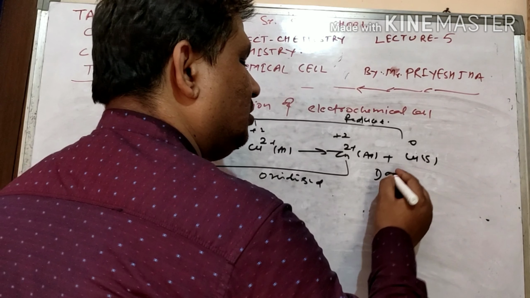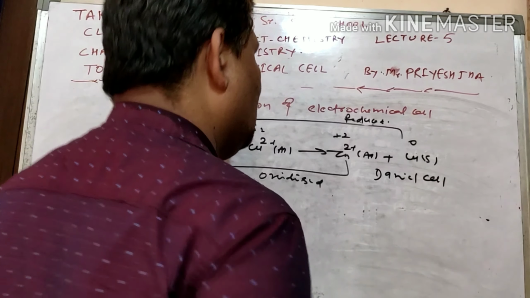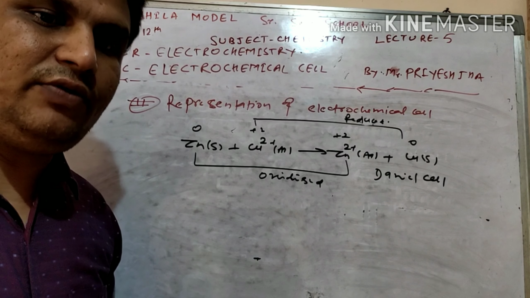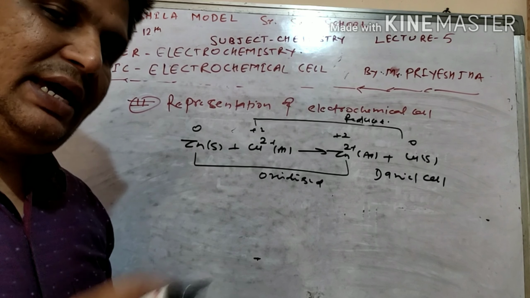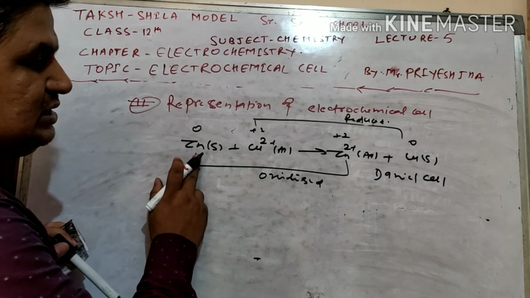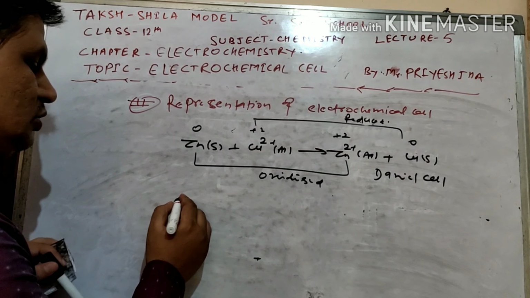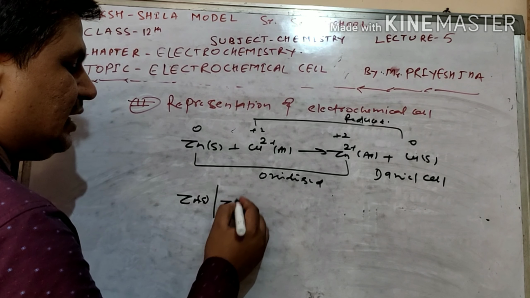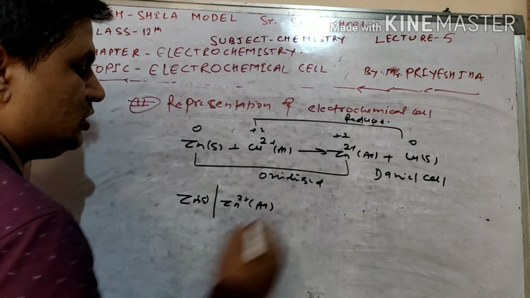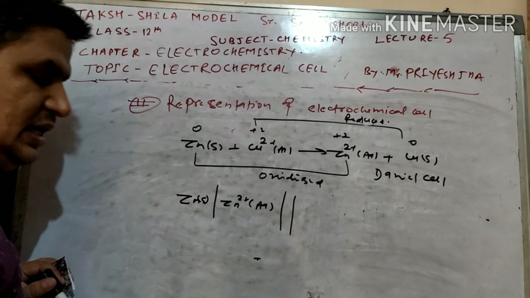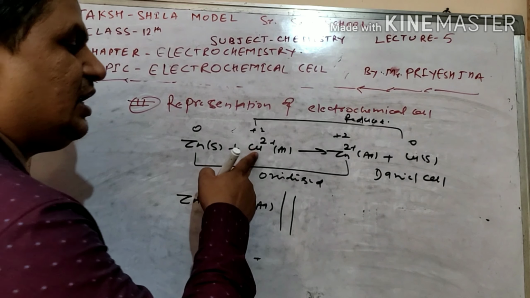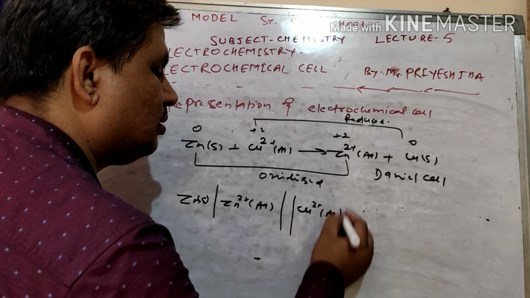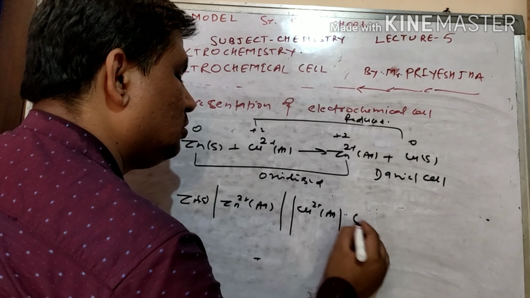It is an example of the Daniell cell. In the representation of an electrochemical cell, first of all we write the oxidized form and then the reduced form. So generally Zn is oxidized to Zn2+. Zn, single line, Zn2+, then double line, and then the reduced form. Generally Cu2+ is reduced, so Cu2+ is converted into Cu.